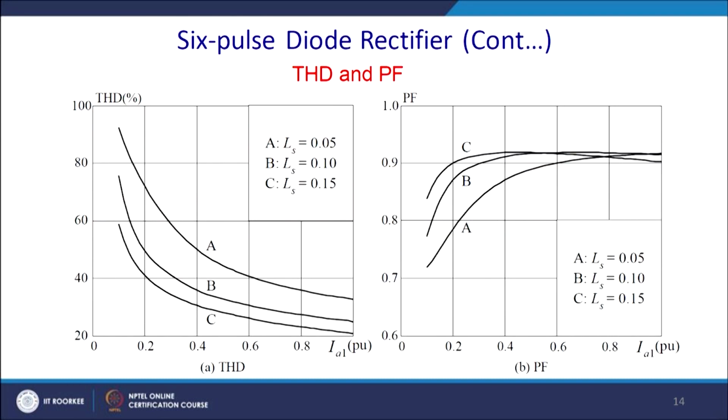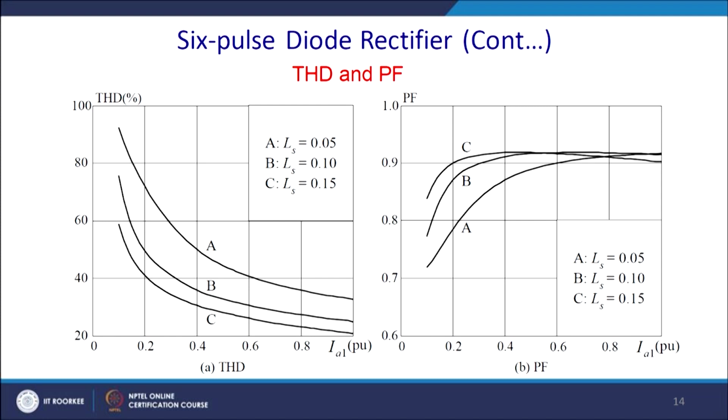Now, this is a case showing how THD decreases with the load and with different values of the source inductance. There is an effect of the source inductance. In the first case A, you can see that if the source inductance is low, the THD will be higher, and once you increase the load current, of course, the THD will come down. Same thing for different values of the source inductance. And what happens to the power factor?